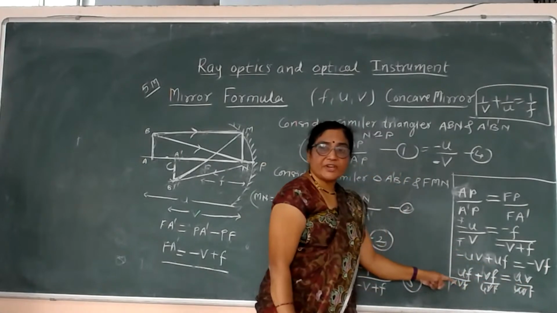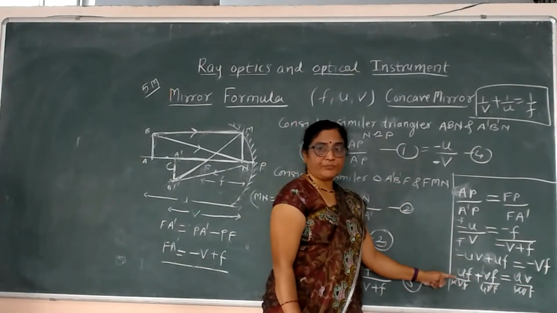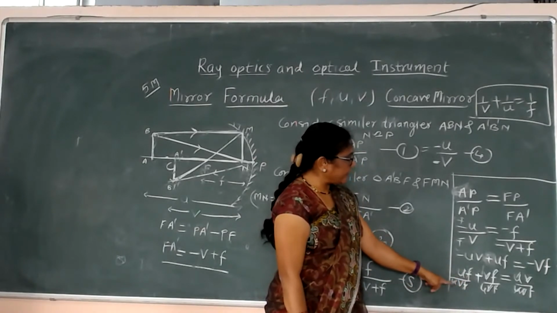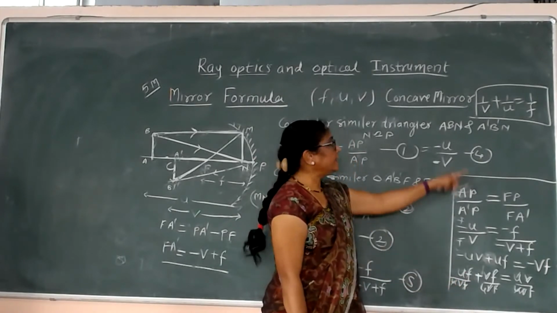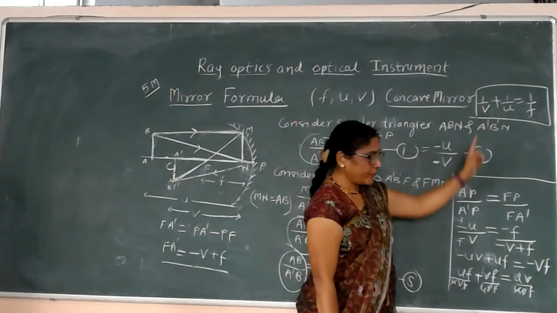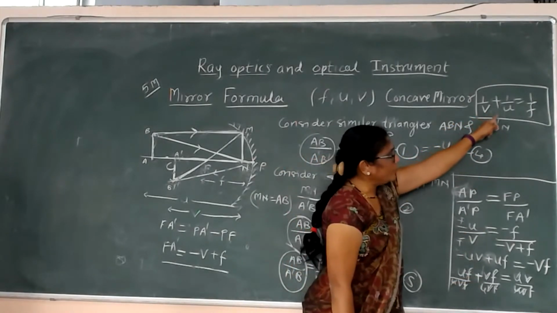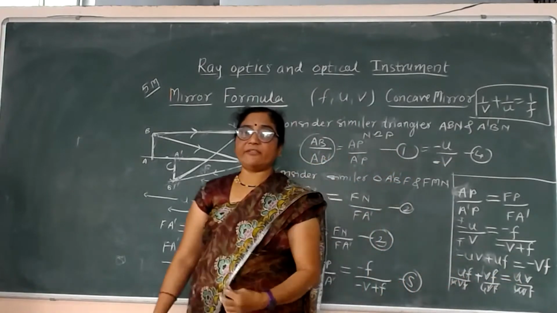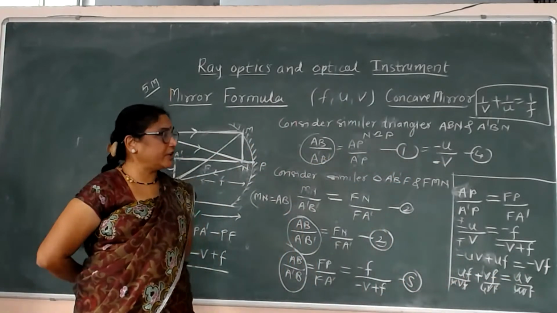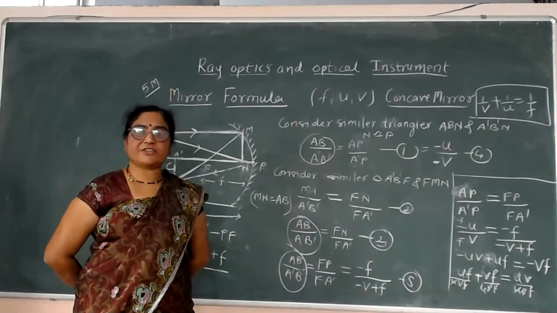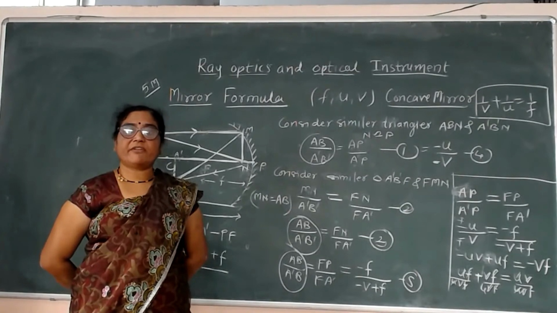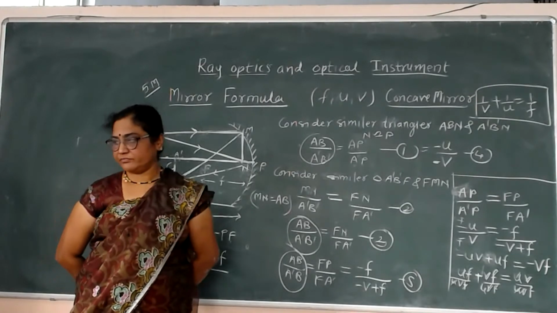Divide all the three equations by UVF. Here U gets cancelled, F gets cancelled, and the remaining value is 1 by F. Here 1 by U is equal to 1 by V. So this derivation is very important for the numericals as well as the derivation question. That is the mirror formula, or derive the equation for the mirror equation.